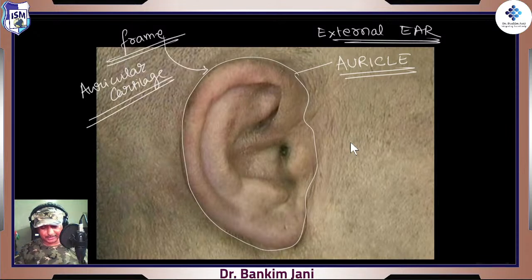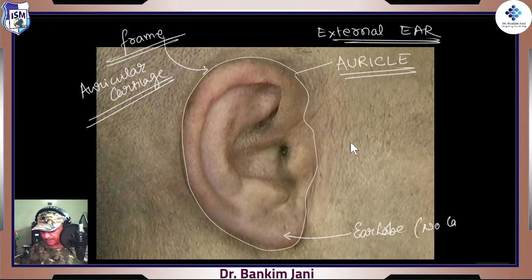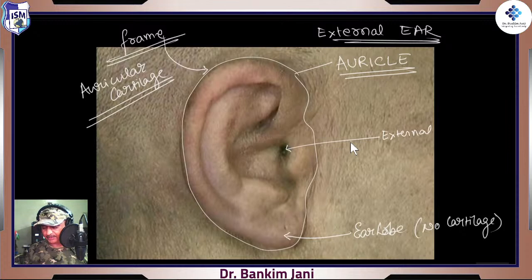Girls would immediately say there is cartilage, but not over here, correct? There is no cartilage here, and that is what is called the ear lobe. As usual, we pick up the easiest things first, and that is this: the external acoustic meatus.